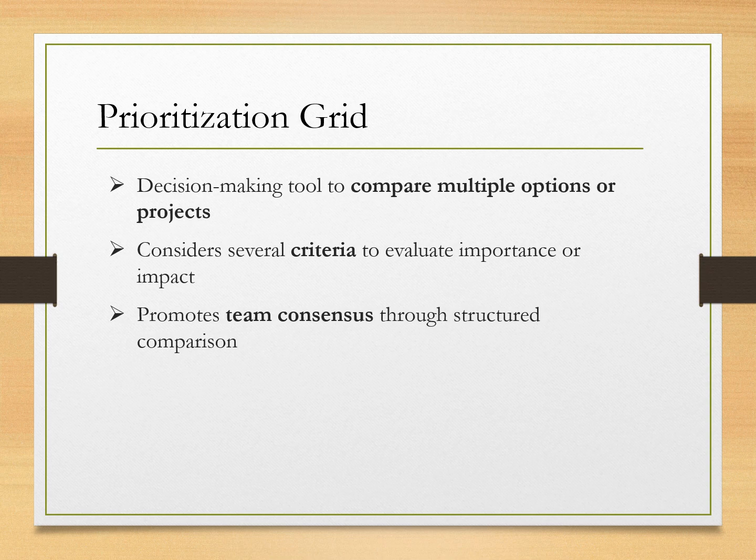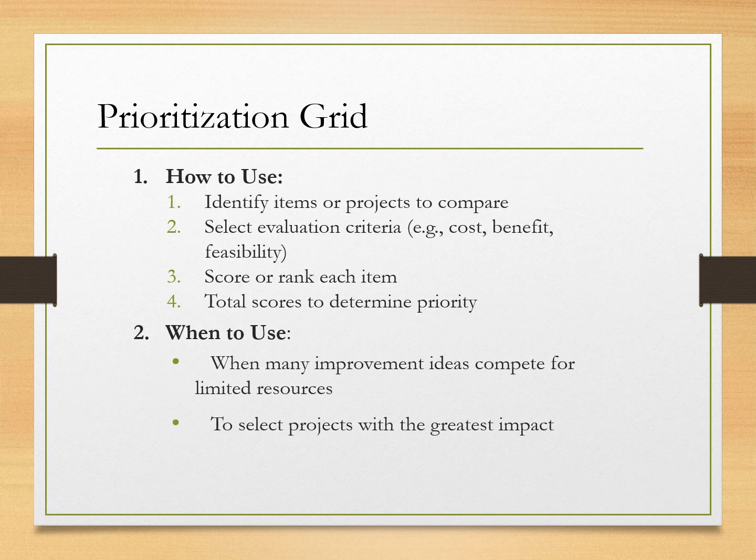The prioritization grid gives us a fair, systematic way to evaluate all of our options. And it considers several criteria to evaluate the importance or impact of each option. Maybe we evaluate based on cost, potential benefit, feasibility, or how quickly we will see the results. And the beauty of this tool is that it can promote team consensus through structured comparison. This tool can help us decide which project deserves attention.